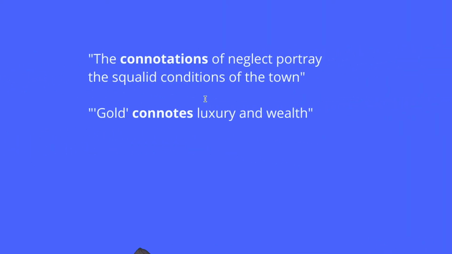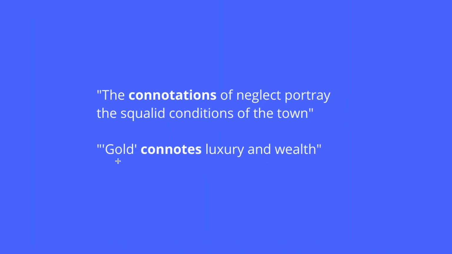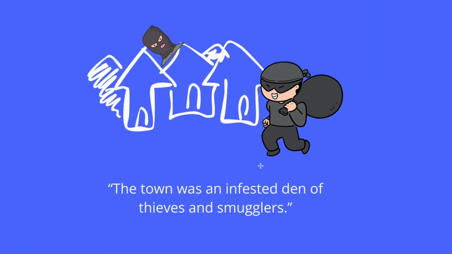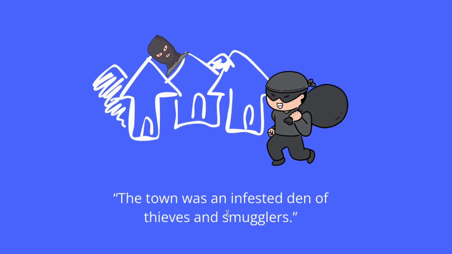So let's look at some examples in a sentence. The connotations of neglect portray the squalid conditions of the town. All right. And gold connotes luxury and wealth. That's the verb format. Cool, so now let's look at an actual real example of analyzing diction. Say we've got this short quote, "The town was an infested den of thieves and smugglers." Now, which words do you think would be interesting to analyze? Which would have good connotations to talk about? There's actually a couple, but the main one I would look at is the word infested.